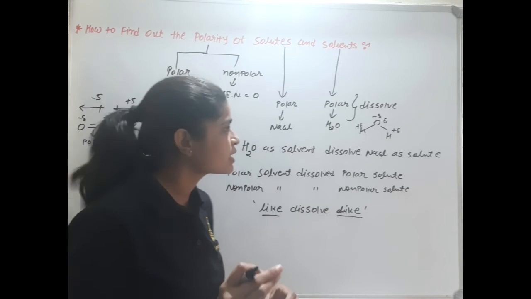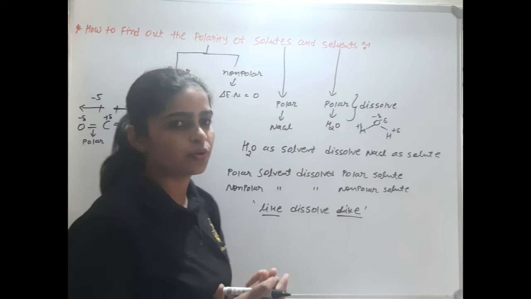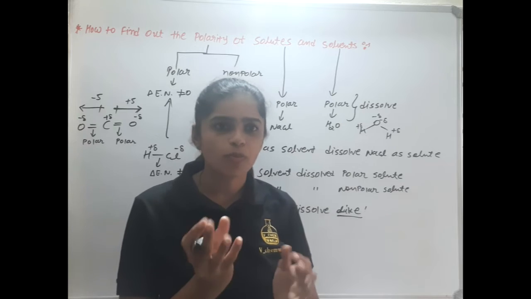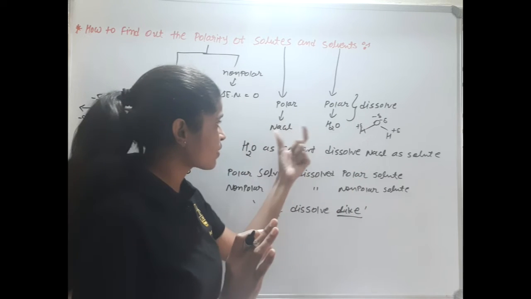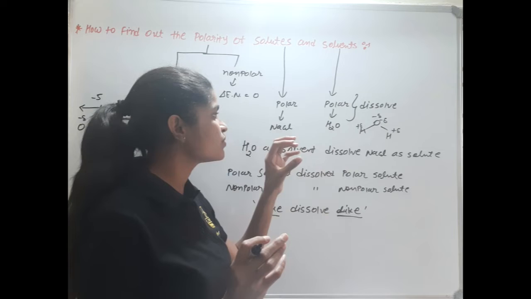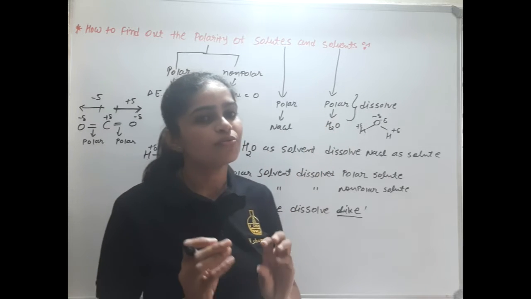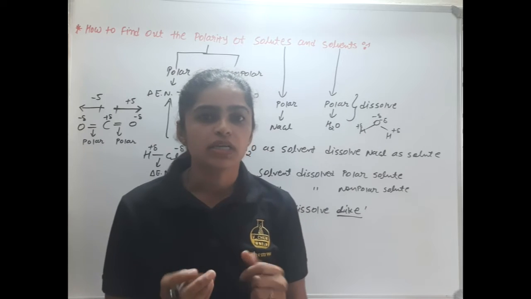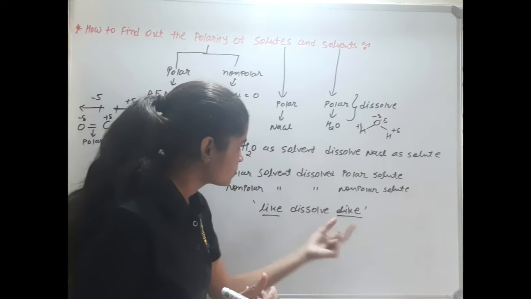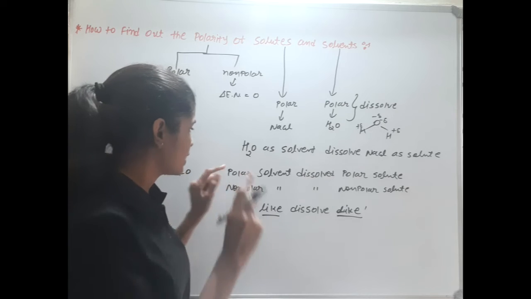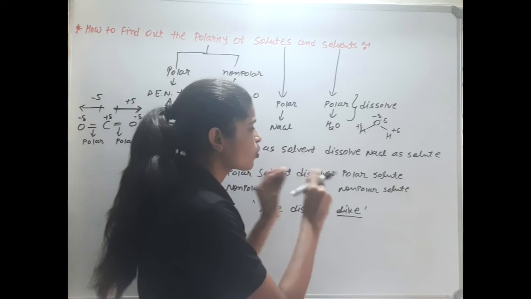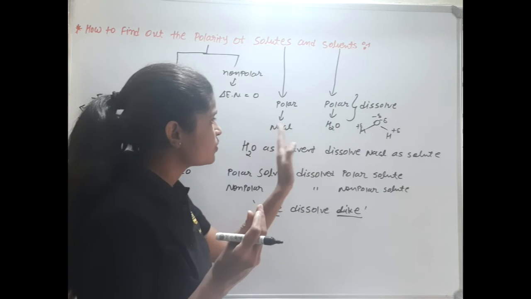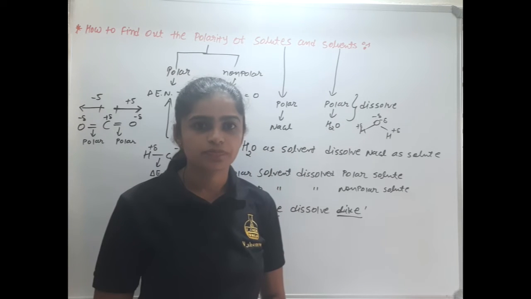For example, consider the given NaCl and H2O. First find out the polarity of NaCl or the polarity of H2O; either one can be found first. For example, we find the polarity of H2O. We know that H2O is polar and acts as the solvent. So in like dissolves like, H2O is the solvent and it is polar. A polar solvent always dissolves a polar solute, so NaCl always dissolves in H2O.